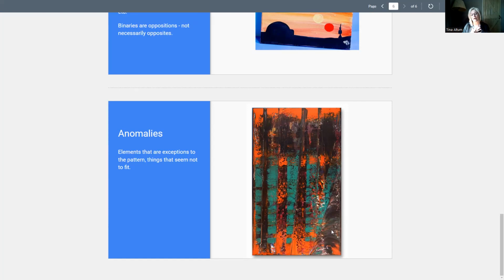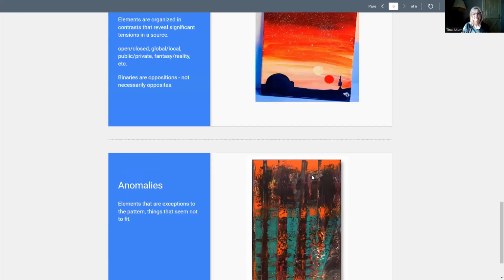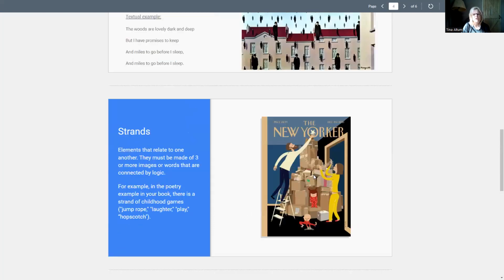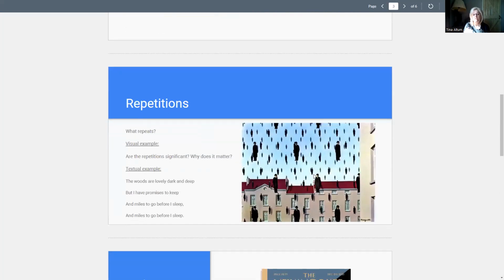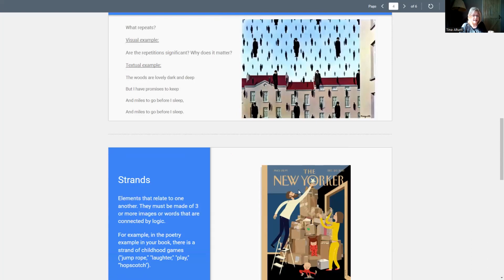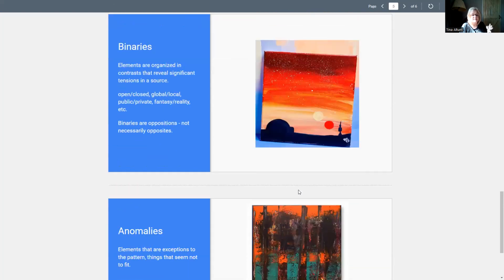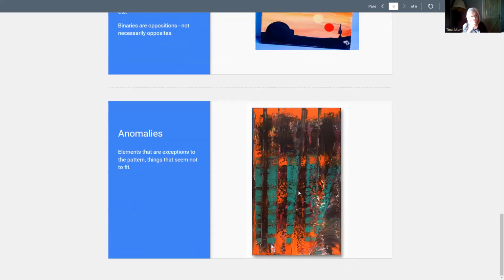Do I know exactly what was intended by that artist? Nope. No way for me to ask. All I can do is make suppositions on my own. I can infer what the meaning might be based on my own personal experiences. So that's an anomaly. So those are the four categories that when we look at different sources, you're going to be focusing on. You're going to look at repetition, strands, binaries, and anomalies in everything that we do.